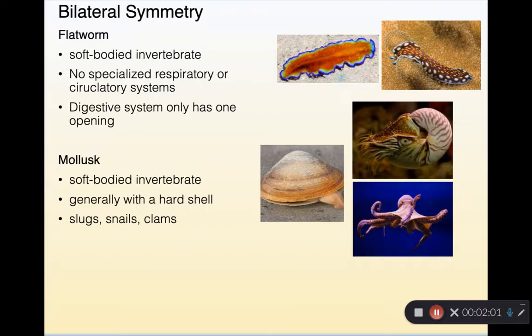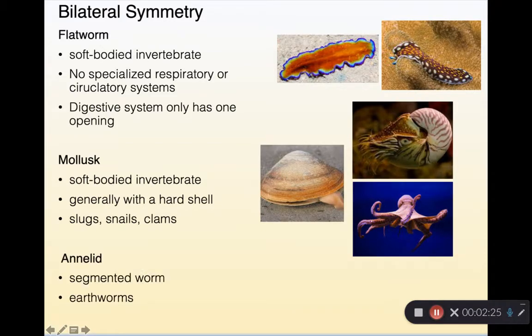Next in these broad categories, we have mollusks. So again, these are mostly soft-bodied invertebrates, but they generally have some sort of hard shell. And in the case of octopus and squid, you can think of their beaks as that hard shell. So that's sort of the large characteristics that you start to associate with mollusks.